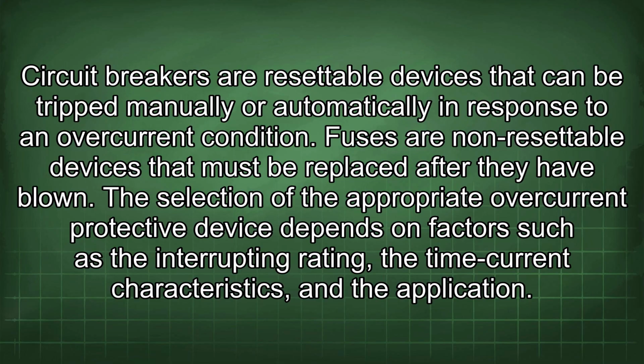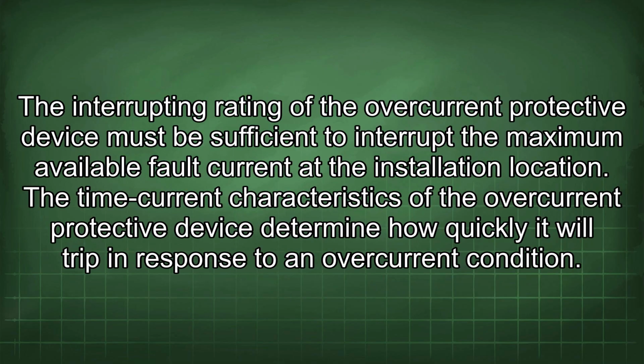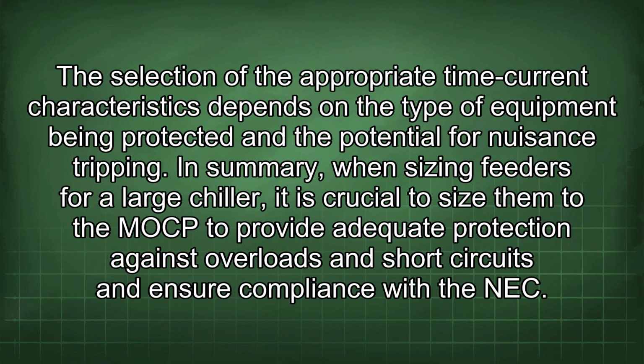The selection of the appropriate overcurrent protective device depends on factors such as the interrupting rating, the time current characteristics, and the application. The interrupting rating of the overcurrent protective device must be sufficient to interrupt the maximum available fault current at the installation location. The time current characteristics of the overcurrent protective device determine how quickly it will trip in response to an overcurrent condition. The selection of the appropriate time current characteristics depends on the type of equipment being protected and the potential for nuisance tripping.